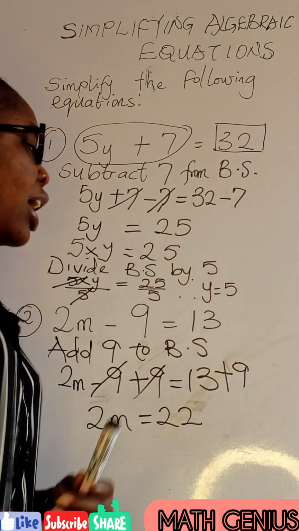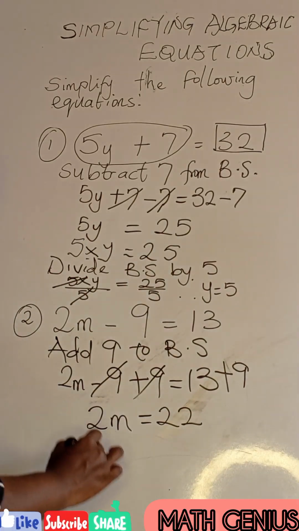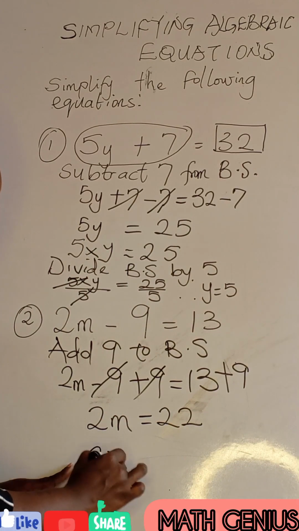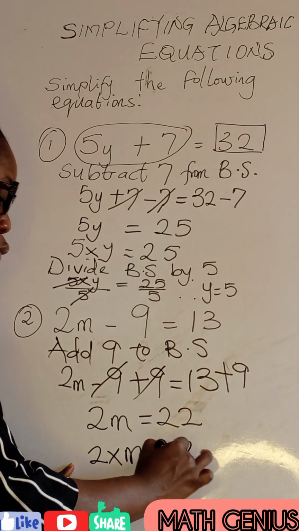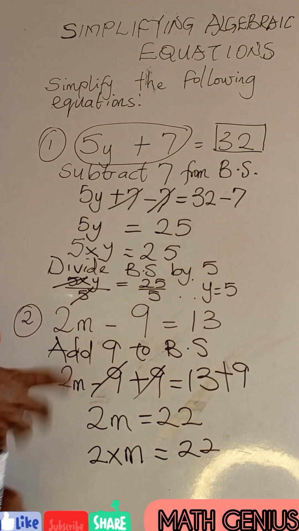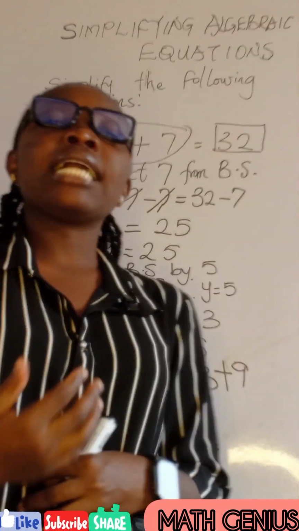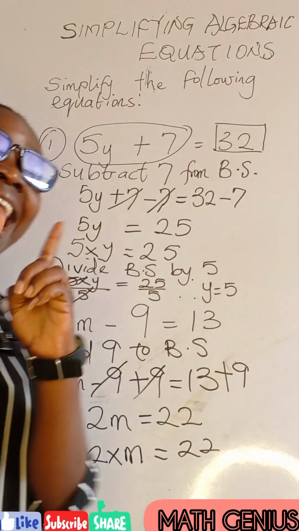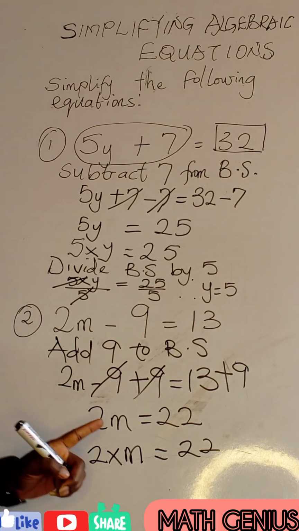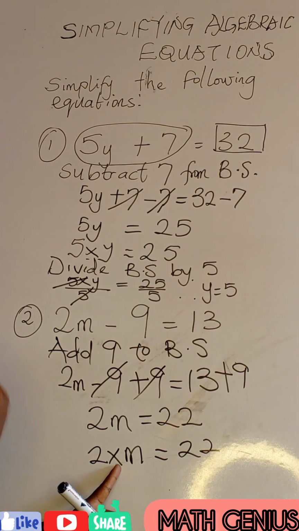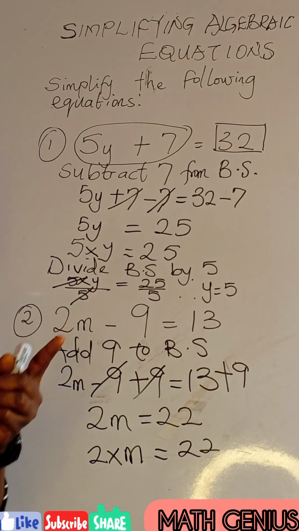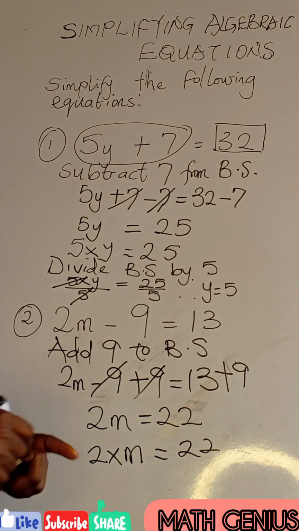The next thing you do, as we did in example 1, is to expand this algebraic term. It will now be 2 times m equals 22. What we do next is to make m alone, and that will be possible by also eliminating 2. How do we eliminate 2? The operation close to 2 is times. And for us to eliminate 2, we have to do the opposite of multiplication, which is division.